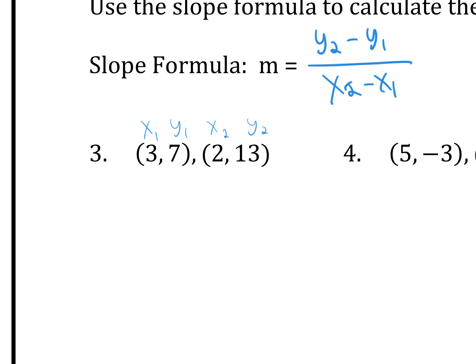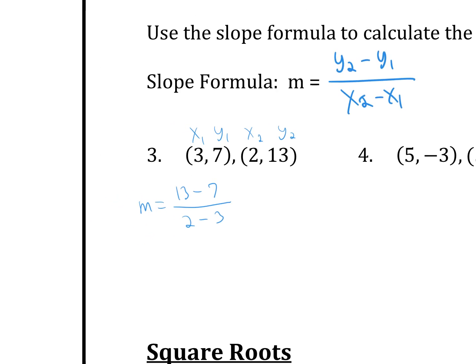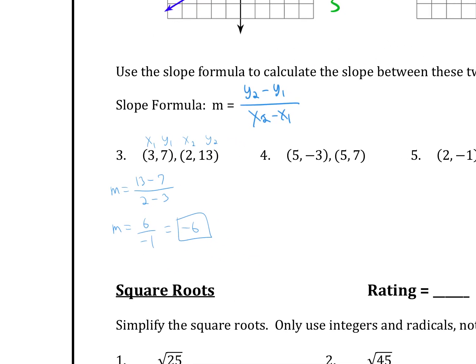So let's go ahead and do this here. So we have m equals, what's y2? It's 13, minus y1 is 7, over x2, which is 2, minus 3. Why don't you guys go ahead and see if you can simplify this here? So we're going to get m equals, 13 minus 7 is 6. 2 minus 3 is negative 1. That's going to equal negative 6 is our slope. Okay? All right, now we went through.